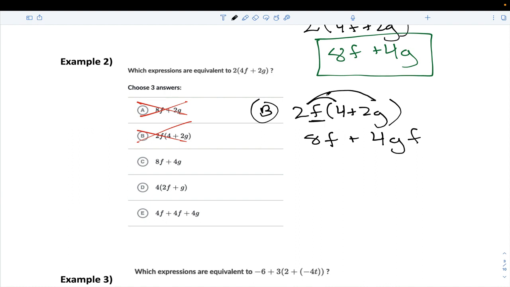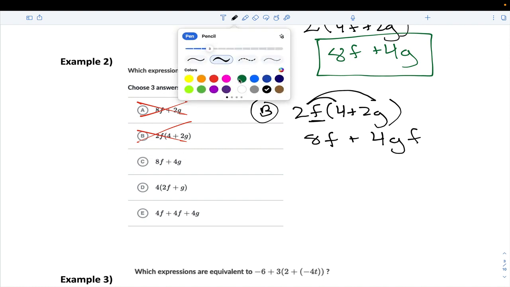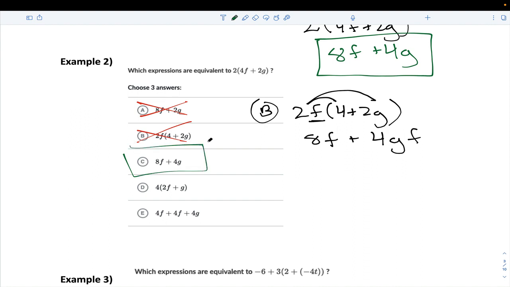So then 2f can't go to 4? 2f times 4 is 8f. 2f times 2g is 4g and f. So there are 2 variables there since the 2f was outside. So that's not going to be the answer. Is 8f plus 4g 8f plus 4g? Yeah, that's equivalent. Chico, turn. Circle that one. And 2 more.